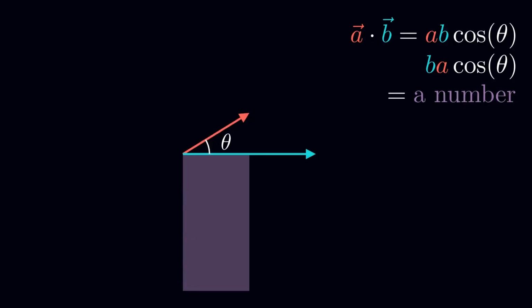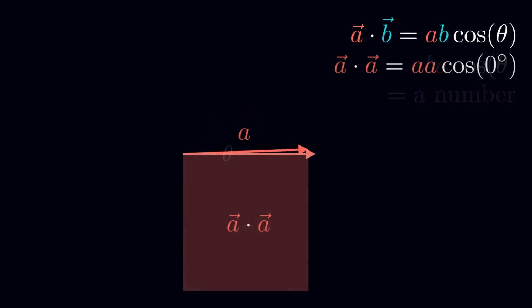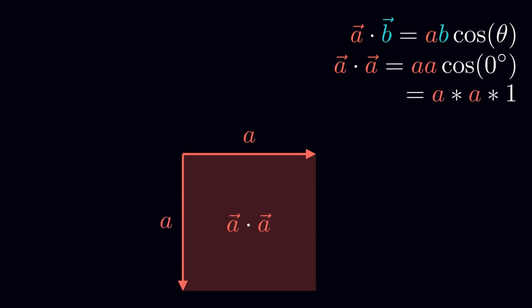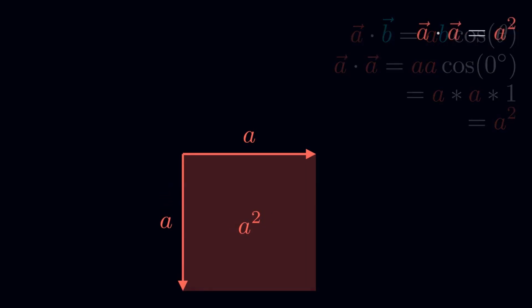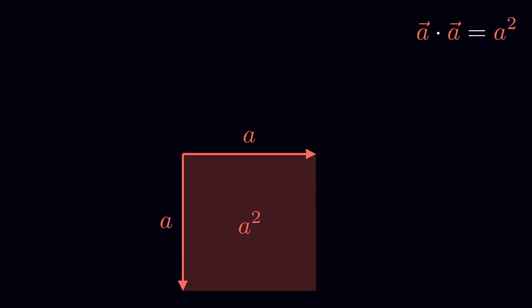Now, instead of seeing how much two different vectors agree, what if we ask how much the vector A agrees with itself? That quantity is A dot A. A's shadow onto itself has length A, and the height of the rectangle is also A, so we get a square with area A squared. And this shows us the secret at the heart of the Pythagorean Theorem.